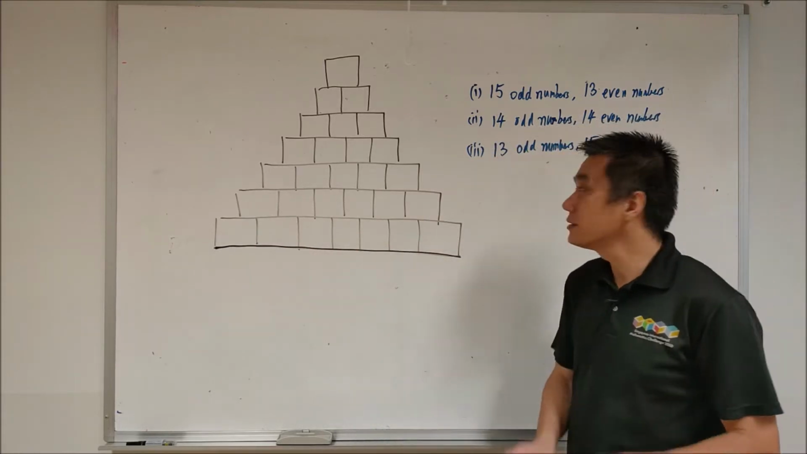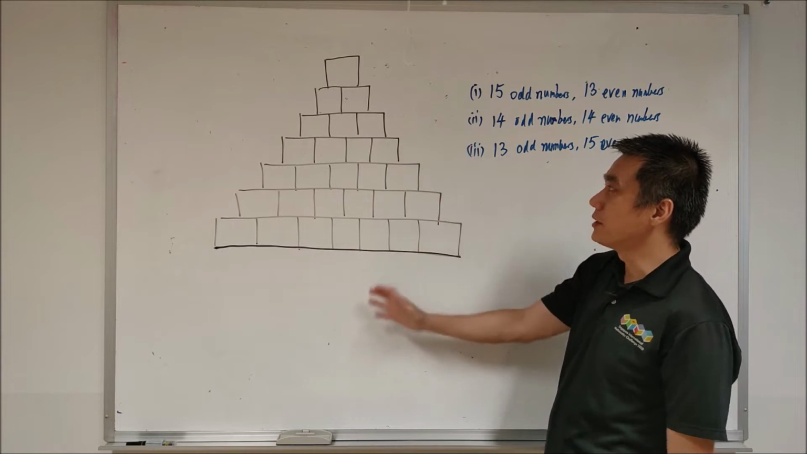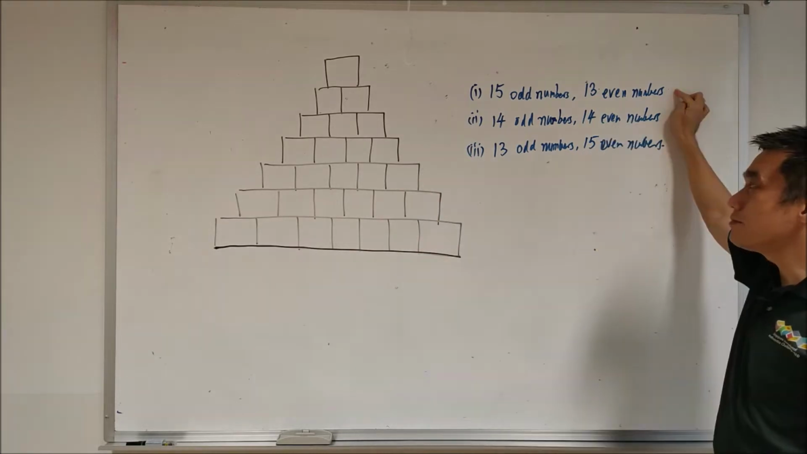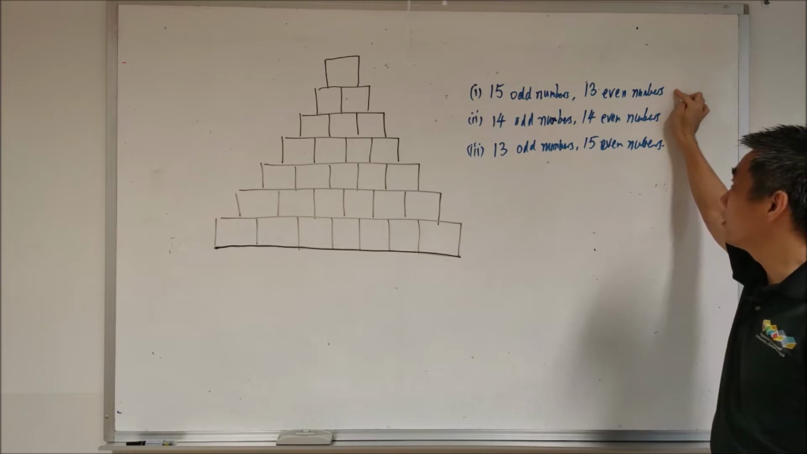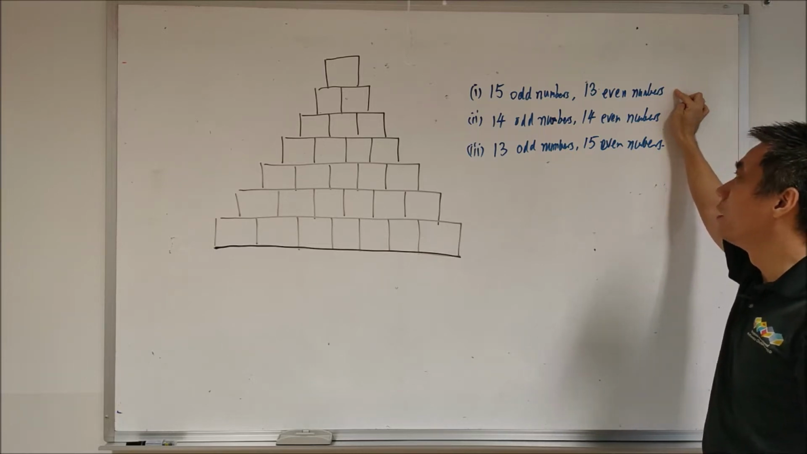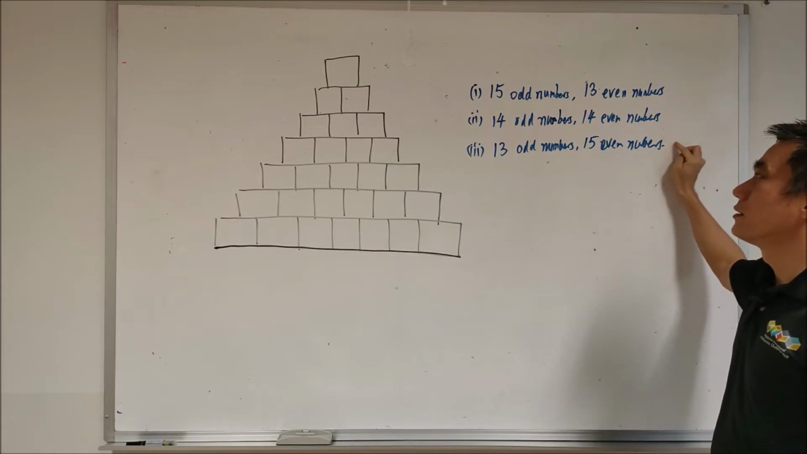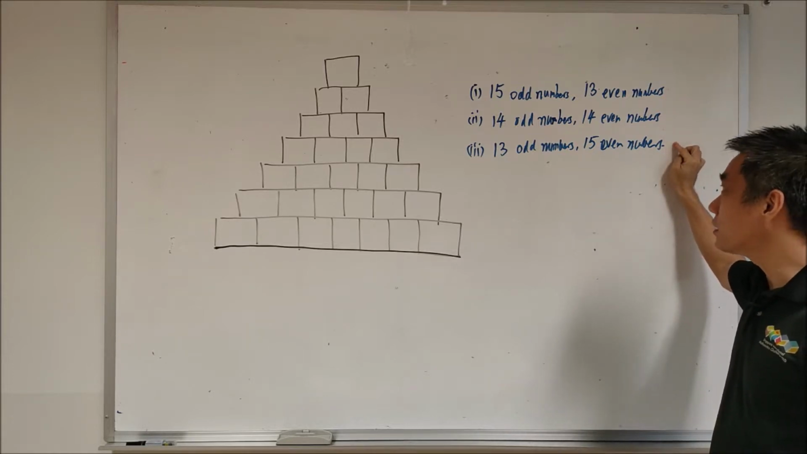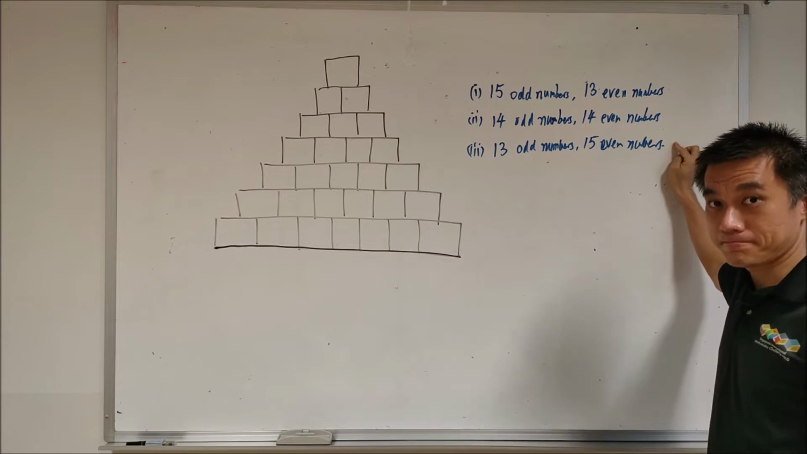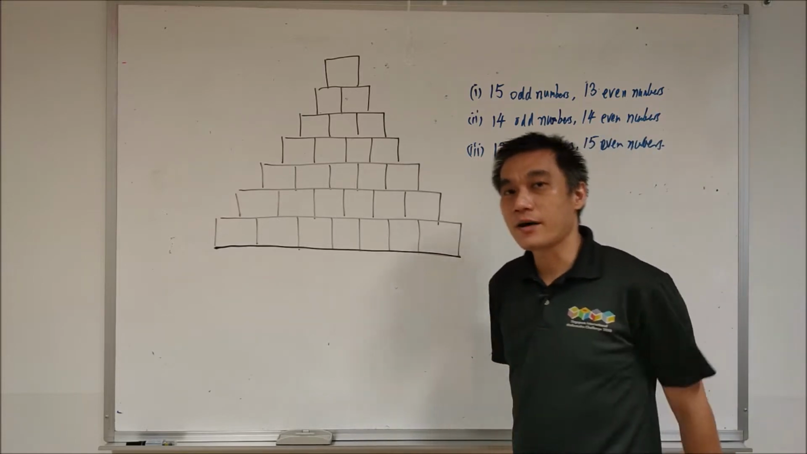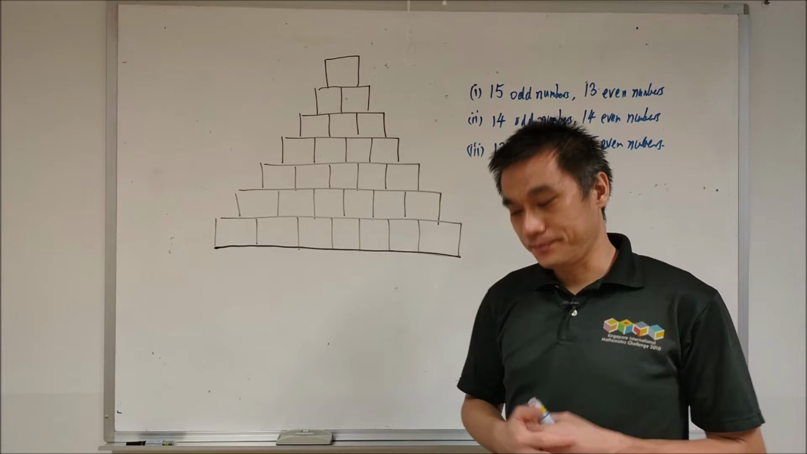So the question asks, after you fill in all the numbers in these 28 boxes, is it possible for you to have the type of 15 odd numbers and 13 even numbers? Or 14 odd numbers and 14 even numbers? Or the last type, 13 odd numbers and 15 even numbers? Have a good try, and I will let you know the answer later on.